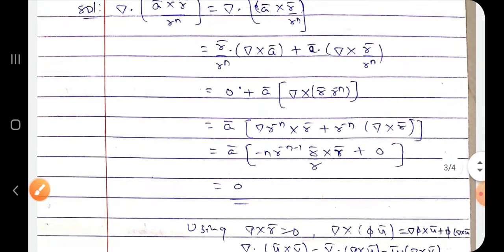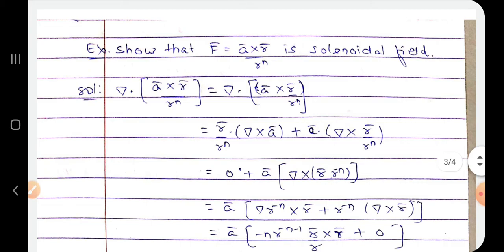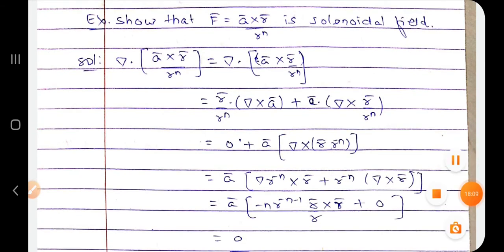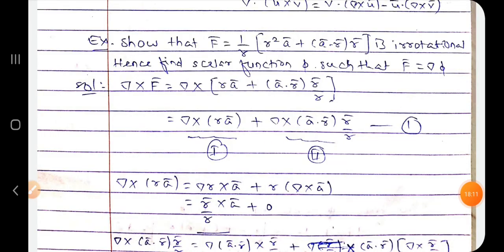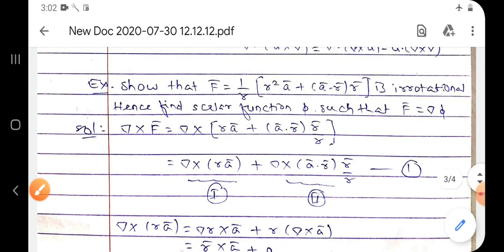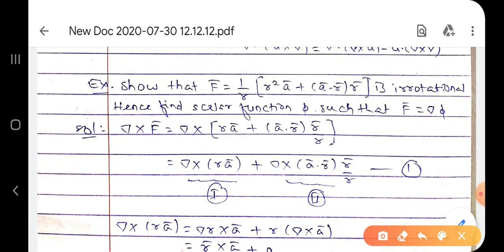Means we get that here f bar is equal to a bar cross r bar upon r raised to n is a solenoidal vector. Let us turn towards the last example of this session. Show that f bar is equal to 1 upon r, in bracket, r square a bar plus a bar dot r bar into r bar is irrotational. Hence find scalar function phi.